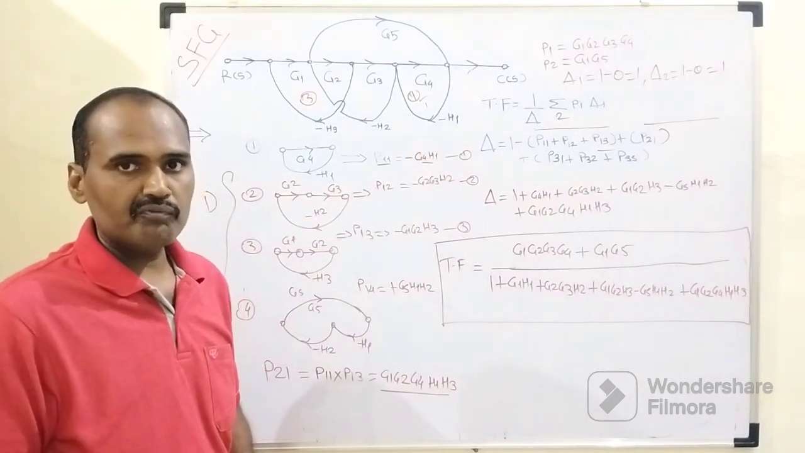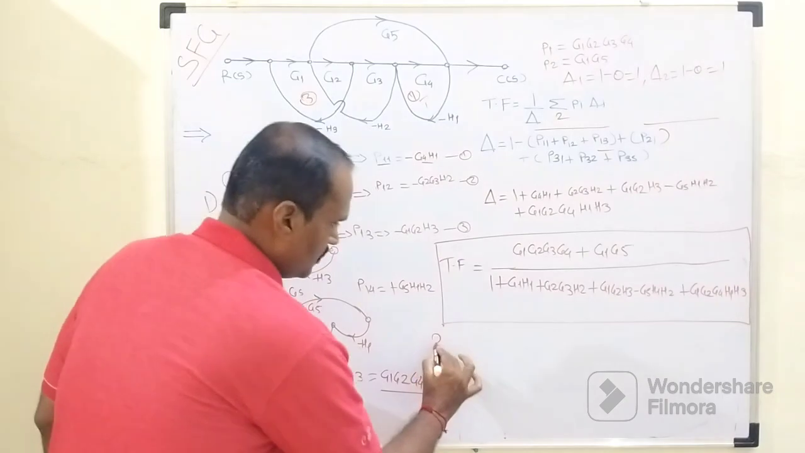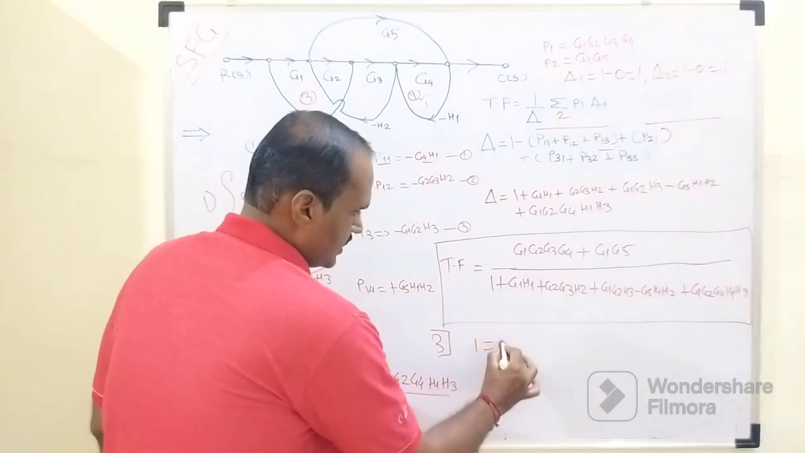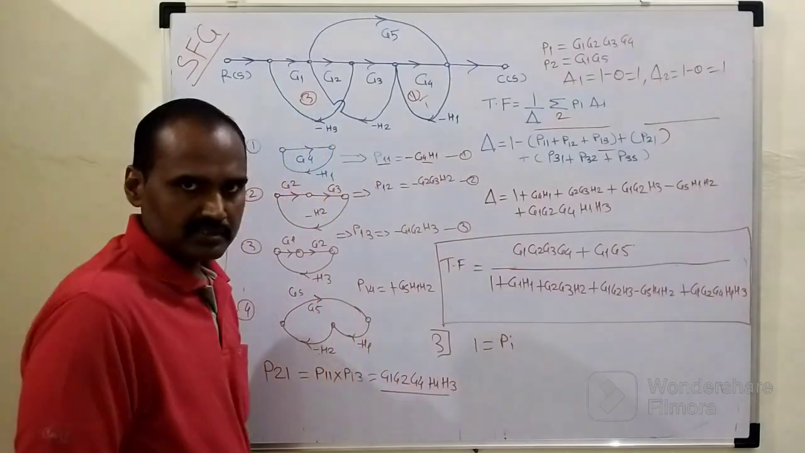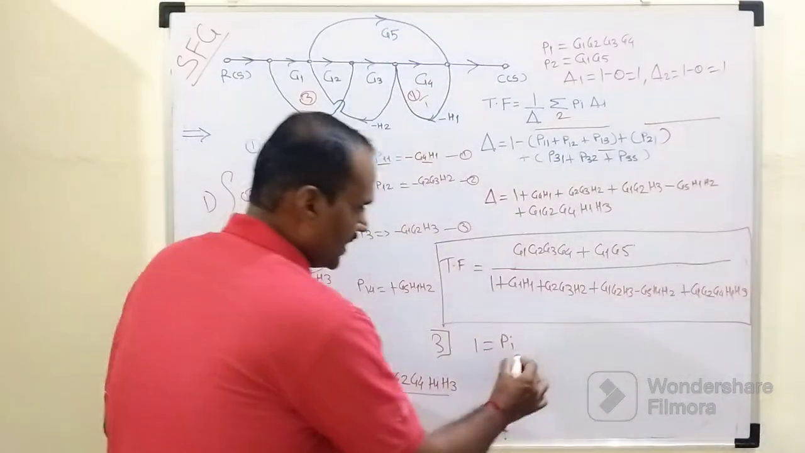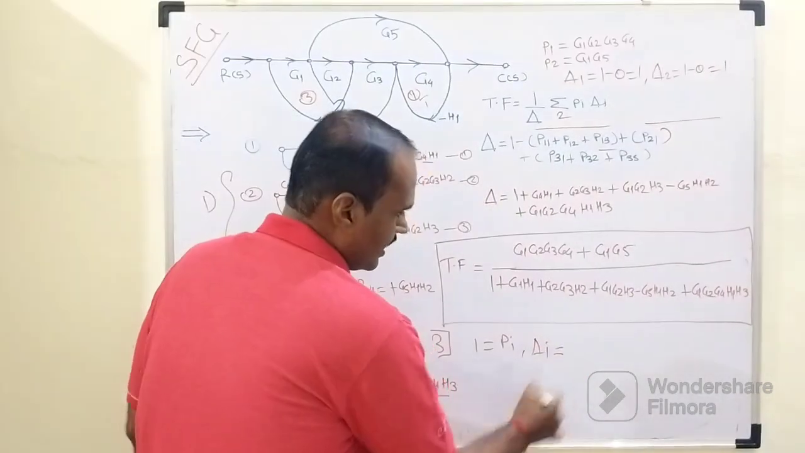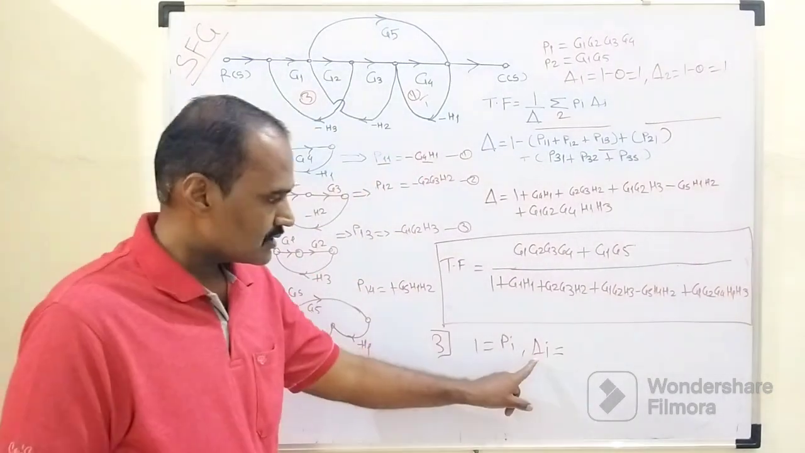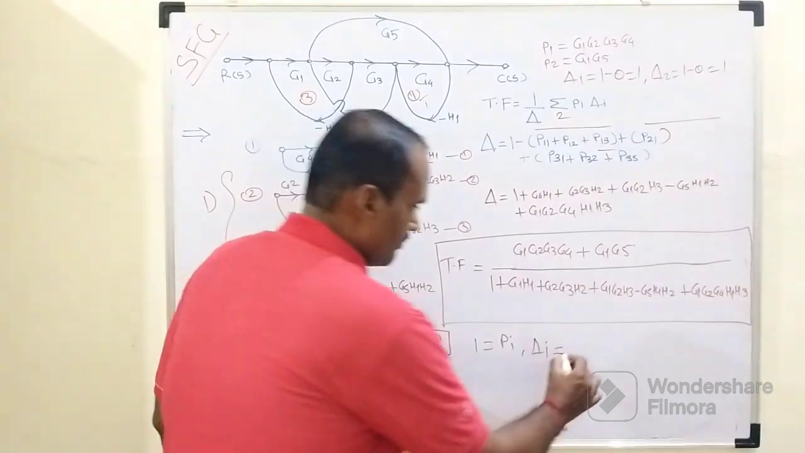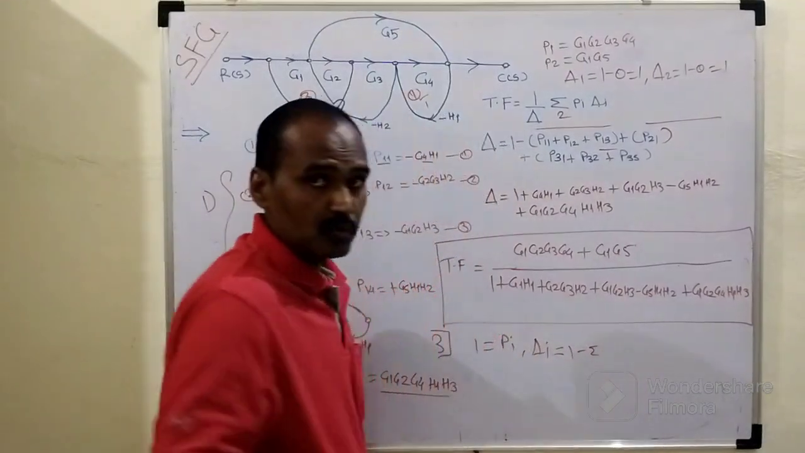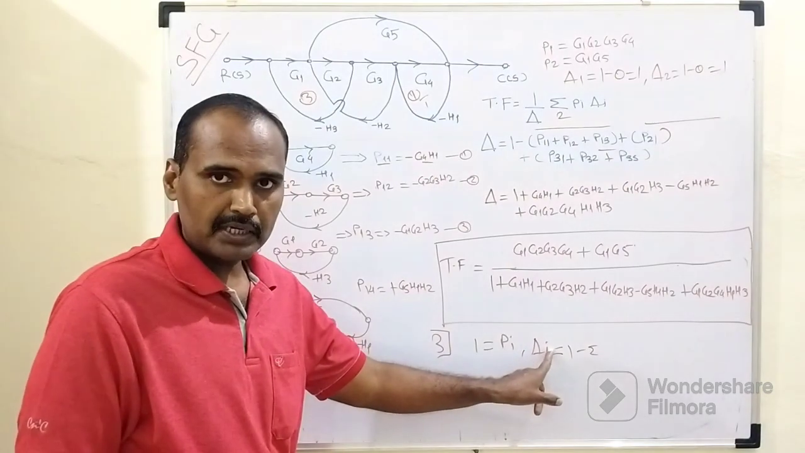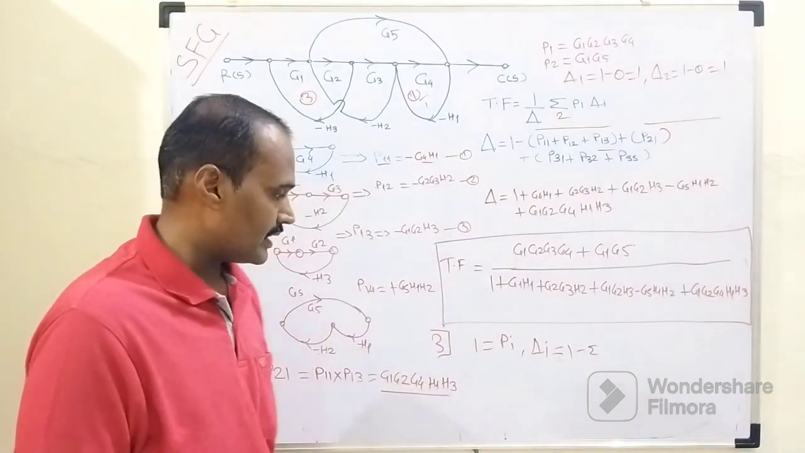According to this Mason's gain formula, 3 parameters we need to determine. The first parameter is how many forward paths we are having with us. Along with these Pi's, we need to determine the delta i: delta 1, delta 2, delta 3. What does it stand for? It will be 1 minus the summation of all individual loop gains which do not touch forward path number 1, forward path number 2, forward path number 3 or the ith forward path, right?